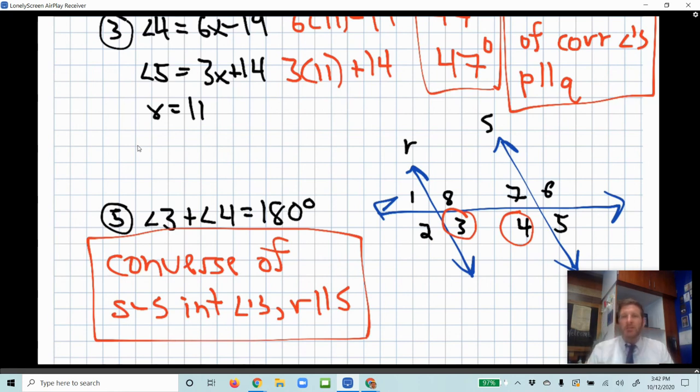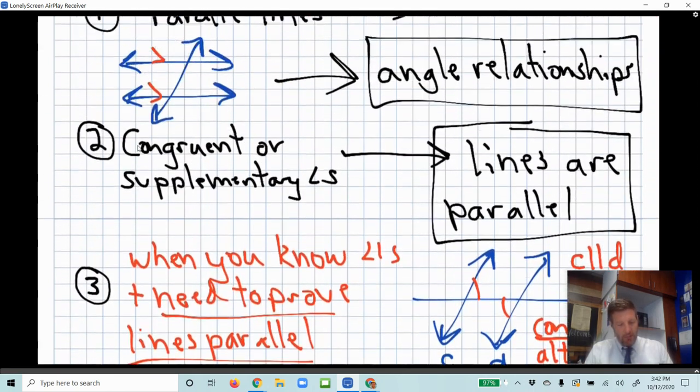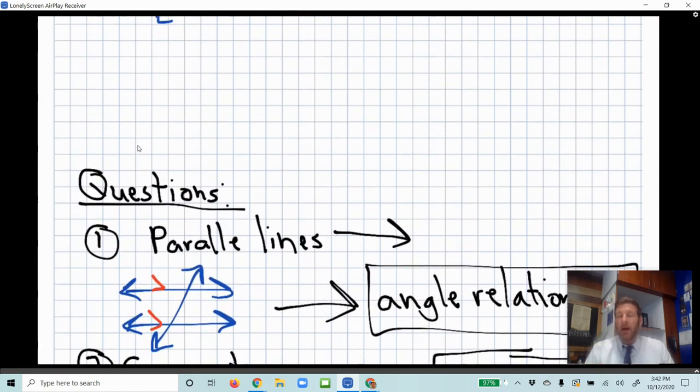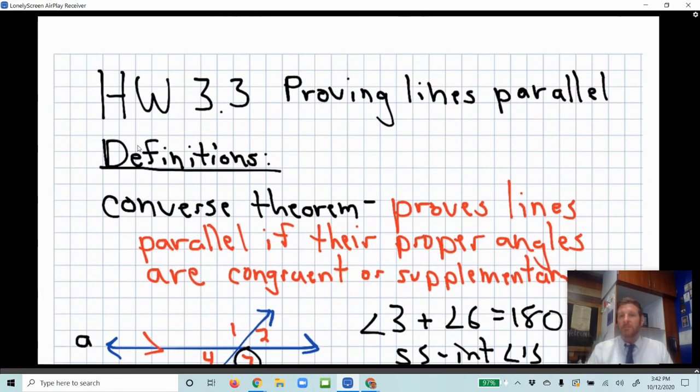But it's really otherwise not anything new, other than saying if you're trying to prove lines parallel, that's when you would be saying you're using the converse property rather than just the straight up alternate interior angles or same side interior or whatever it happens to be.